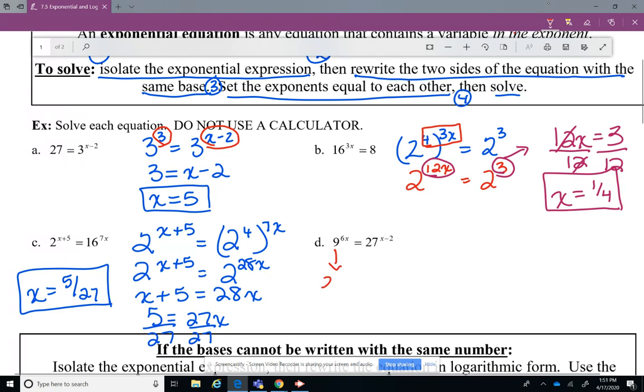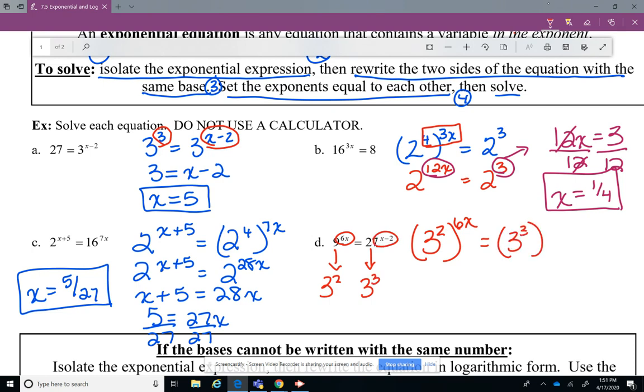So 9 can be changed to 3 squared. So I'll do 3 squared in parentheses and then put my 6x on the outside. It's still an exponent. My 27 is going to be 3 to the third. So I'm going to do 3 to the third in parentheses, but then I'm still going to put my x minus 2 as my exponent because that did not change. We're just replacing the bases.